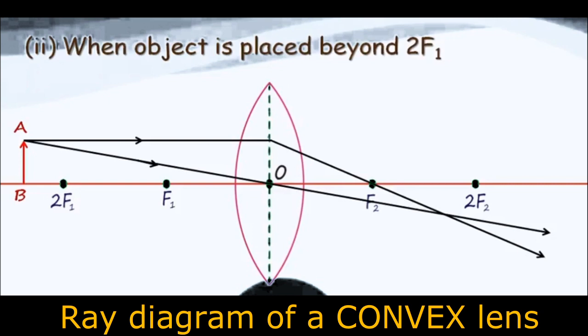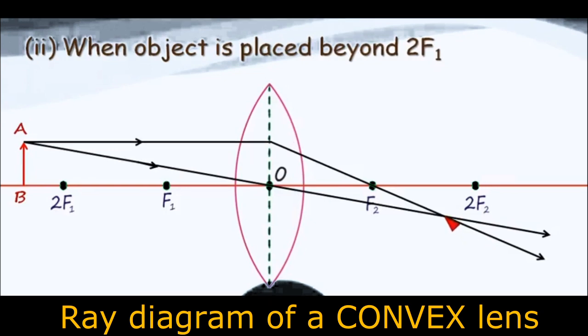Now, if we look, we can see that these two refracted rays actually cross each other and meet at a point in between F2 and 2F2. Now, we started rays from the top of the object, that is, the rays are incident from the top of the object, so the meeting position is going to be the top of the image.